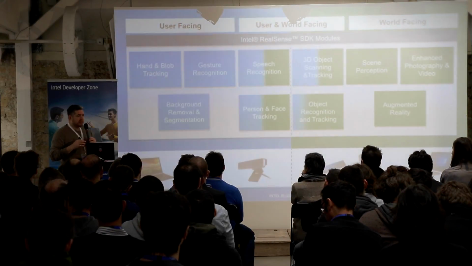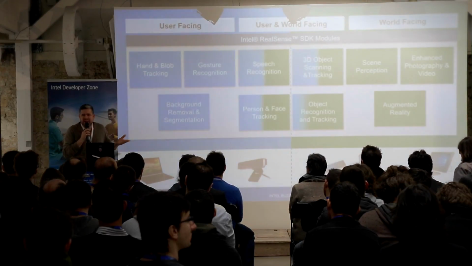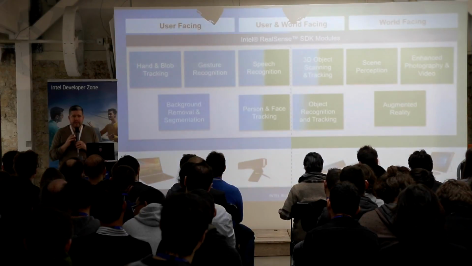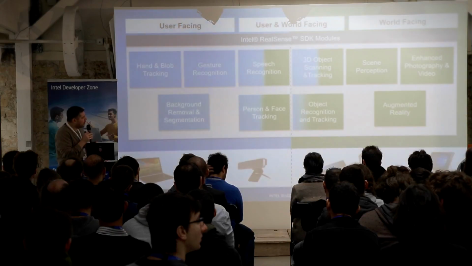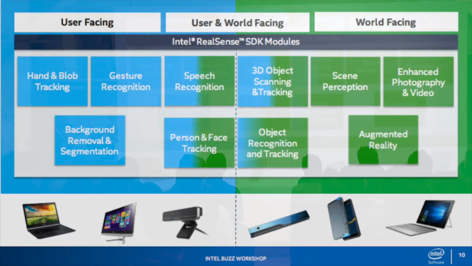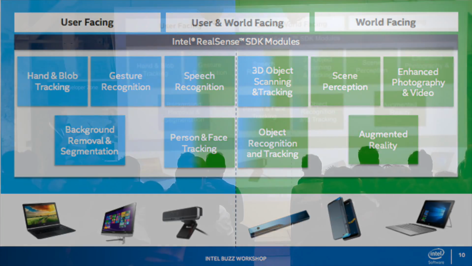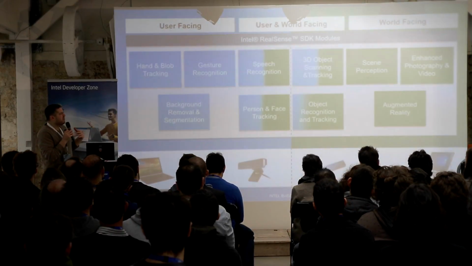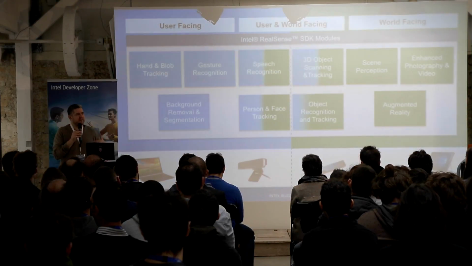Things like speech recognition can be used for both front-facing and rear-facing. It doesn't really matter, because it's speech. It's not dependent on the camera. Any questions so far? Nope. Okay. We have things like person and face tracking, 3D object scanning, tracking, object recognition, augmented reality, scene perception, loads of different modules there. Enhanced photography, you wouldn't really expect that on a laptop with a front-facing camera, so that's a rear-facing module.